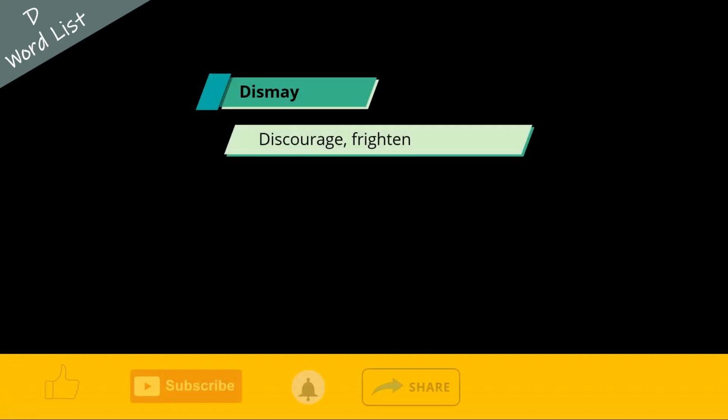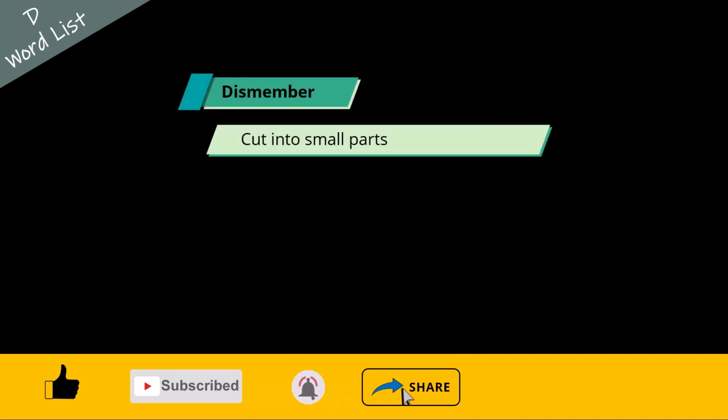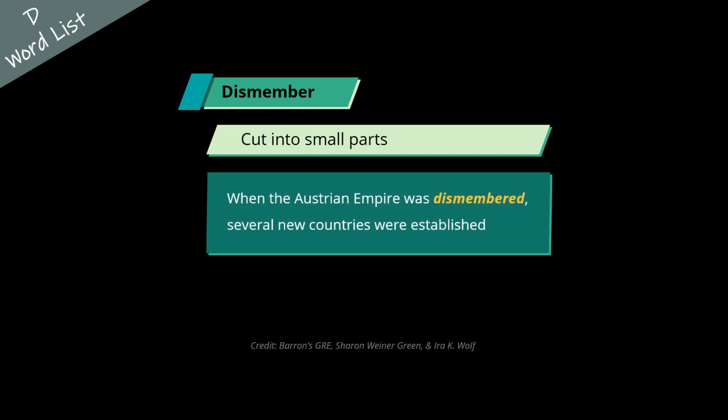Dismay means discourage, frighten. For example, the huge amount of work she had left to do dismayed her. Dismember means cut into small parts. For example, when the Austrian Empire was dismembered, several new countries were established.